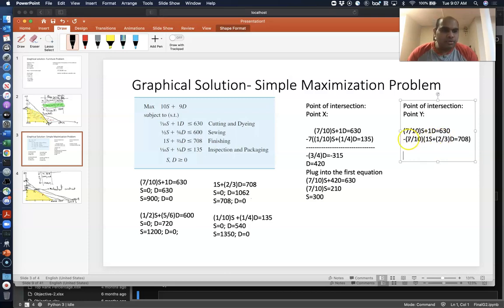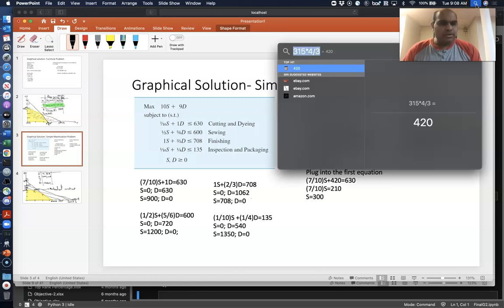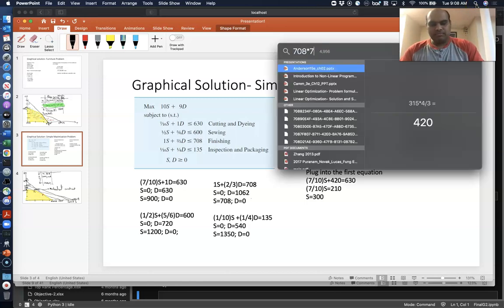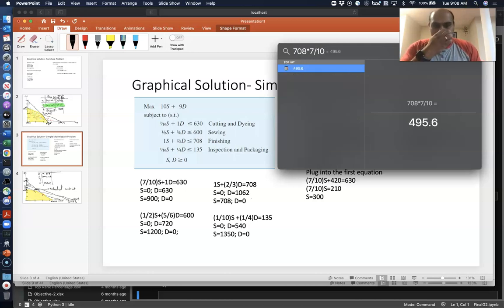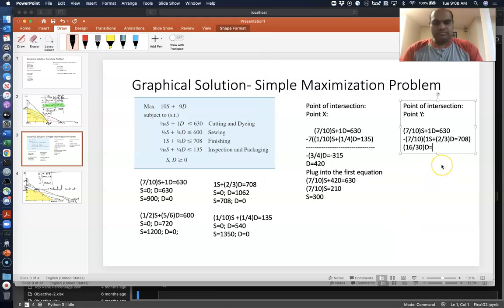So, no, that's 14 times. 1 times d minus 14 over 30. So that makes it 16 over 30. Yeah, that makes more sense. So it's 16 over 30, not negative, straight up. 16 over 30 times d is equal to 7 over 10 times 708, which is 495.6.